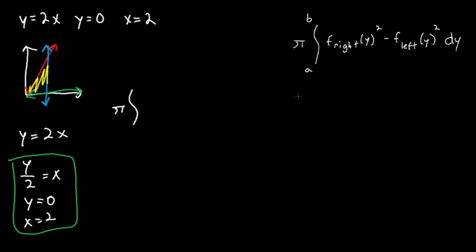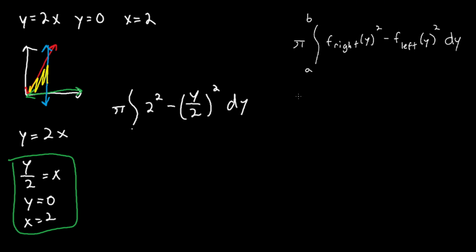So our integral is the right bound of our function. Well, the right bound is x is equal to 2. So 2 right here is the function that bounds the right side of this region, minus the function that bounds to the left, which is y is equal to 2x. But we isolated y is equal to 2x to get y over 2 is equal to x. And we need to square this.